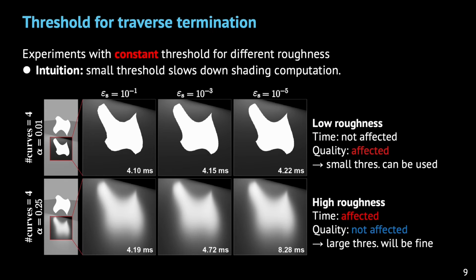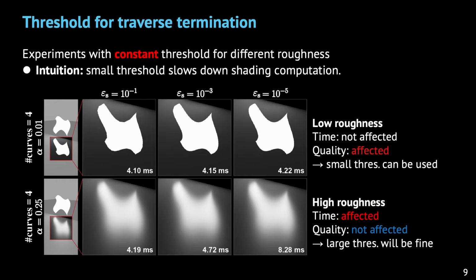To perform the adaptive polygonization, we need to determine a threshold for traverse termination. To this end, we performed a simple experiment to check the computation time and rendering quality when using a fixed threshold. Intuitively, when we set a small threshold, the computation time gets longer and the quality gets better.